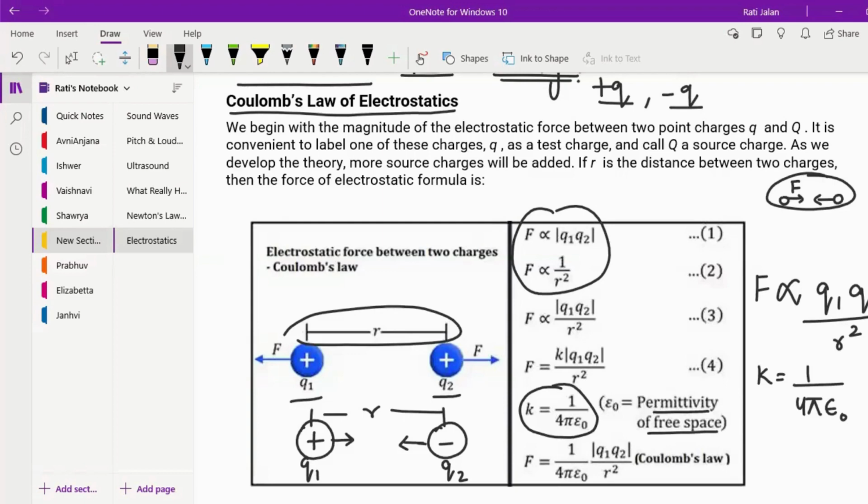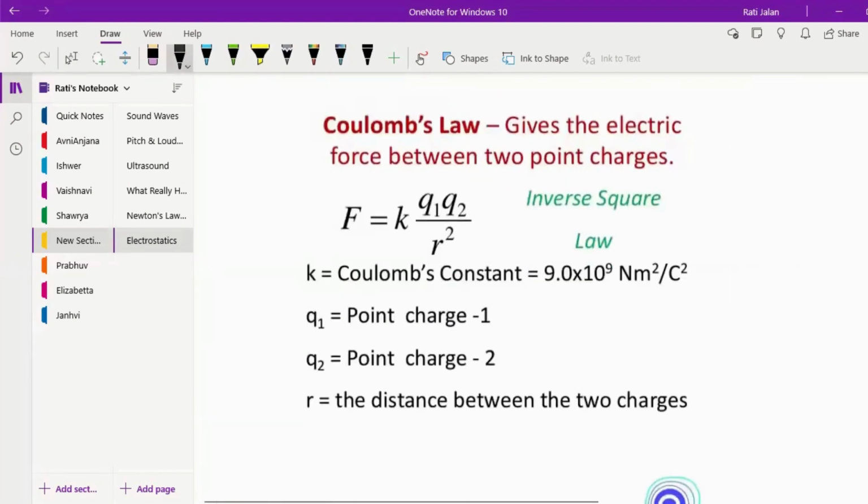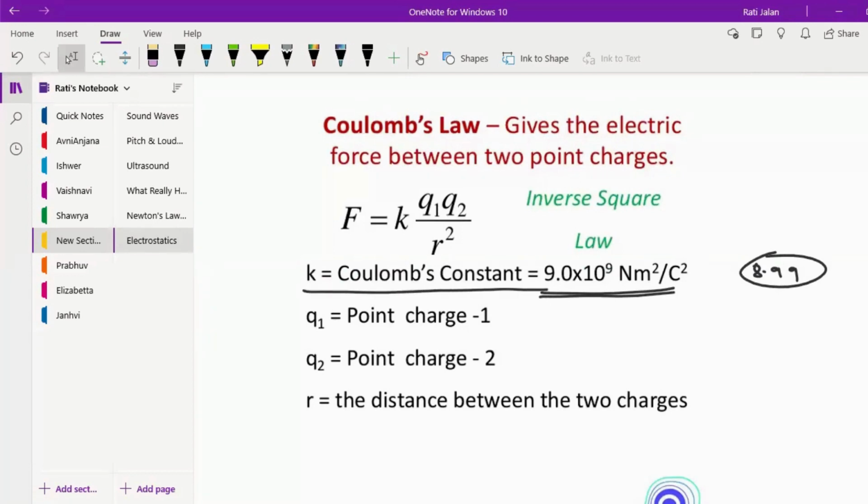What if these charges, like right now it's free space, but what if I keep something in between? Then of course, this K value will change in that case. But as of now, what you need to remember is that this K value has a fixed value of, actually it is 8.99, but that can be rounded off and written as 9 into 10 to the power 9 Newton meter square per Coulomb square. Okay, the value of this K. Okay. Yeah. So this is about Coulomb's law, which we've talked about.